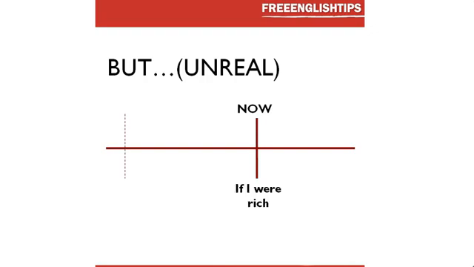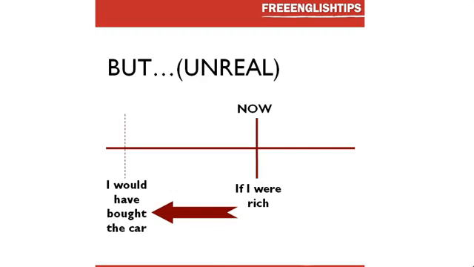If I were rich now, today, if I were rich today, condition 2, I would have bought the car yesterday. If I were rich, I would have bought the car. This is a mixture of condition 2 and condition 3. Really important. So I hope that's clear so far.